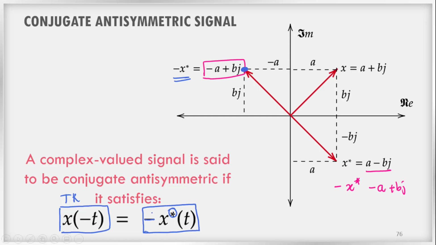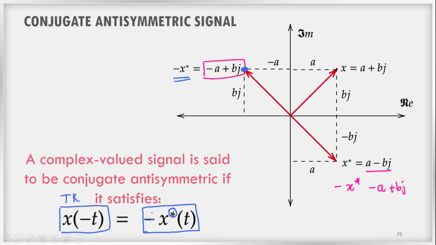So the value of the complex signal at a negative time index, maybe minus 10 seconds, will be equal to the negative of the complex conjugate of the signal at t equal to 10 seconds, or on the positive time axis. So this is the difference between a conjugate symmetric signal and a conjugate antisymmetric signal.